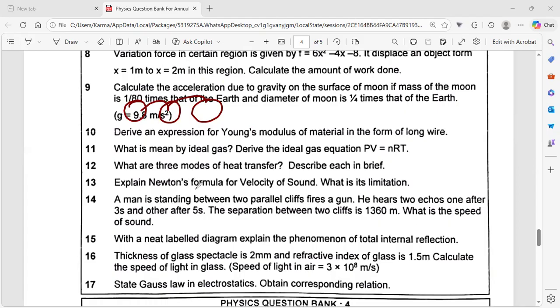Explain Newton's formula for the velocity of sound. So V is equal to root of gamma P upon rho. It's Newton's formula for the velocity of sound in air. Gamma stands for the ratio of the specific heats, P is the pressure and rho is the density.